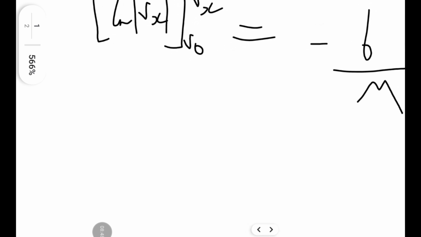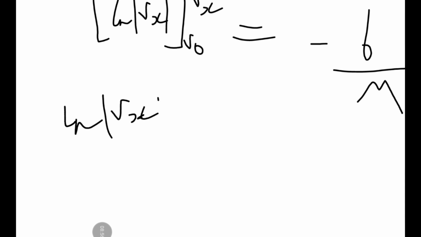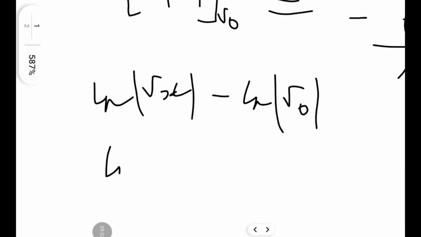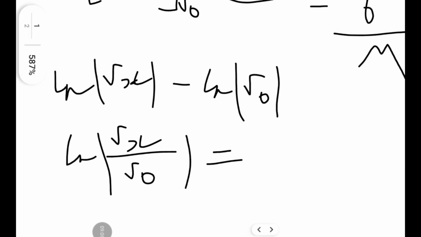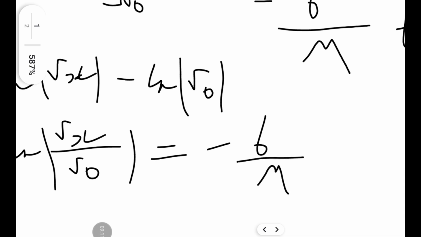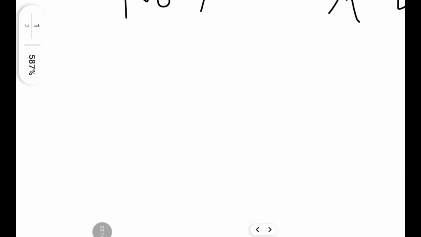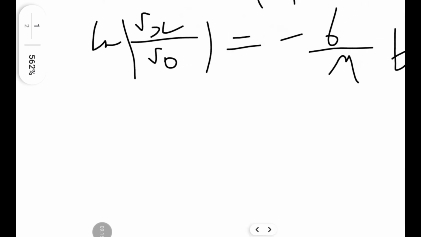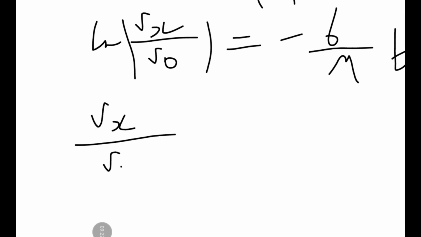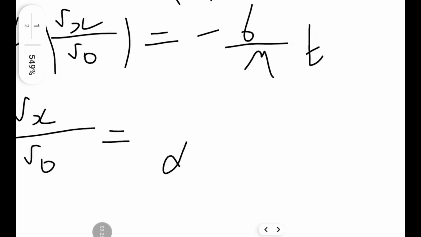Now between vx and v0, we know it's going to be ln of vx minus ln of v0, which can be put into the form ln of vx over v0 is equal to minus b over mt. And now, with logarithms and exponentials, we can just turn that into the form v of x over v0 is equal to e to the power of minus b over mt.